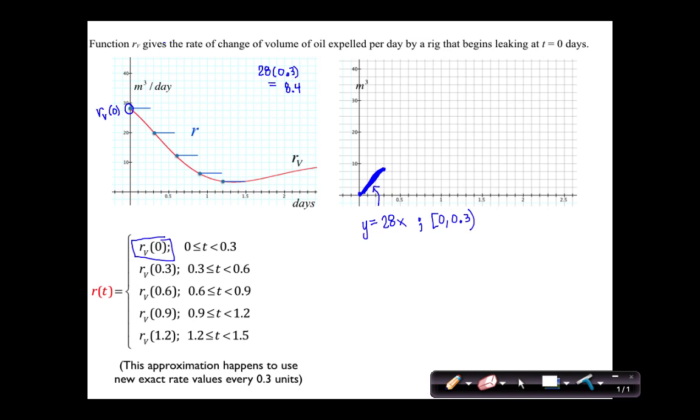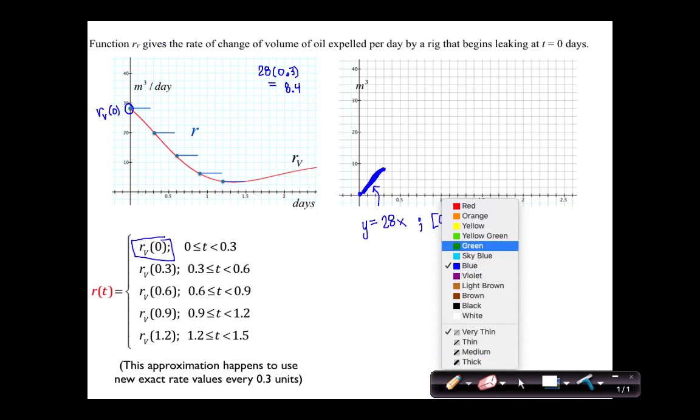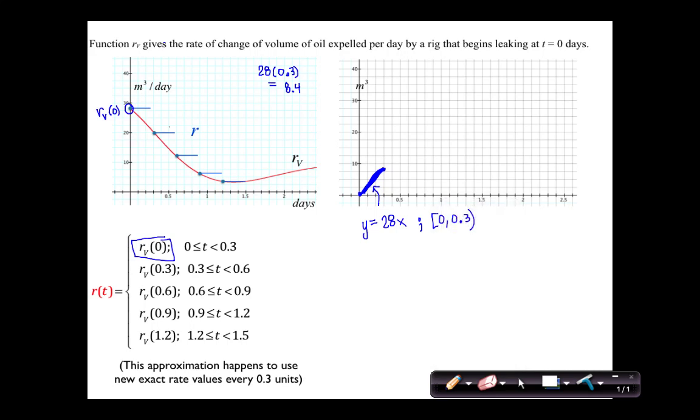If I wanted to write what's happening in the next segment, I'm going to change colors for a minute. I know that between 0.3 and 0.6, I'm going to use this slightly lower rate. Picture-wise, it looks like about 20. The exact value of that is r sub v of 0.3, because this point on that curve has coordinate point 0.3, comma r sub v of 0.3, which is about 20 based on the picture.